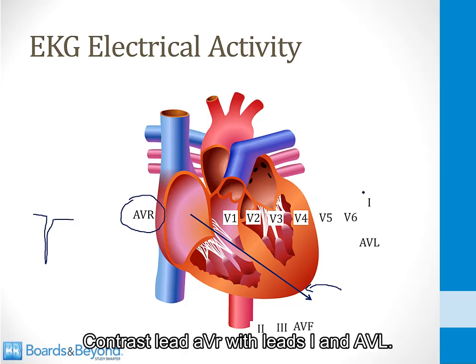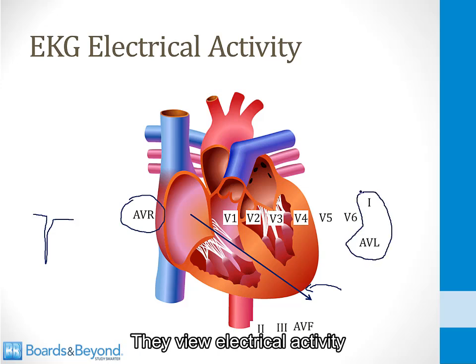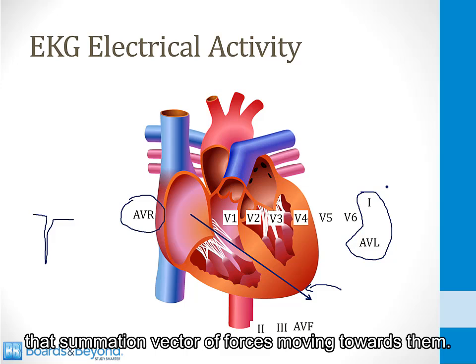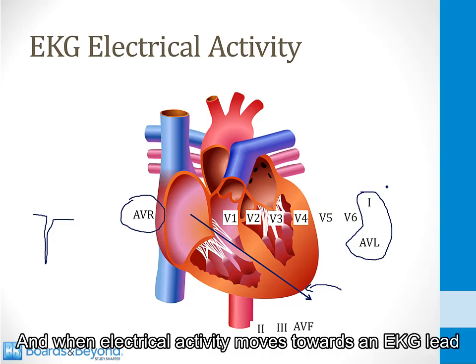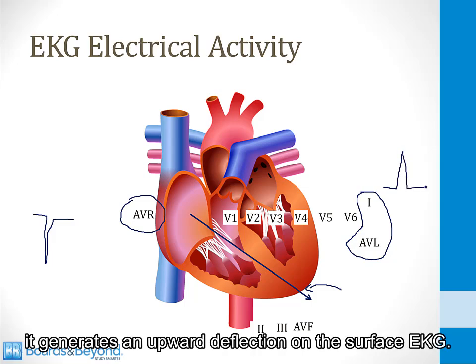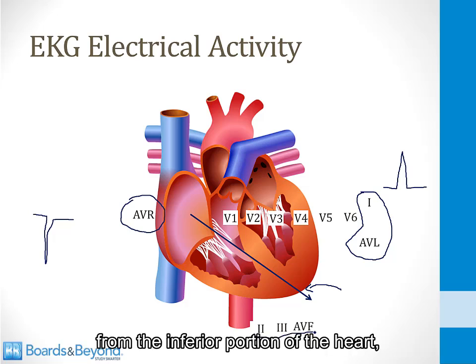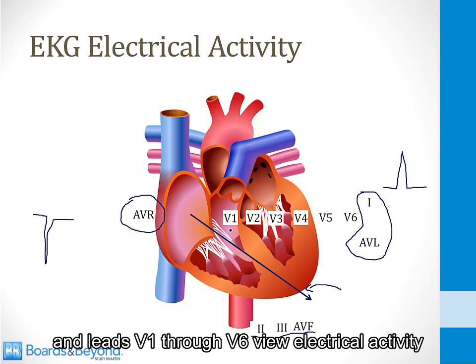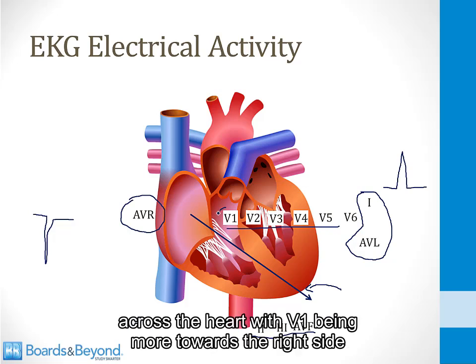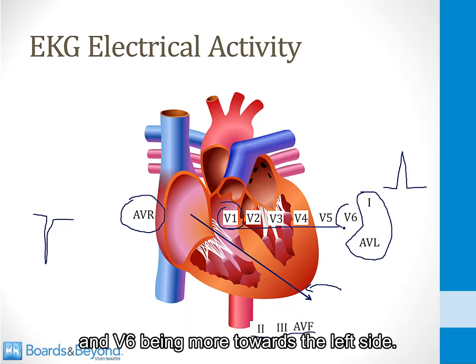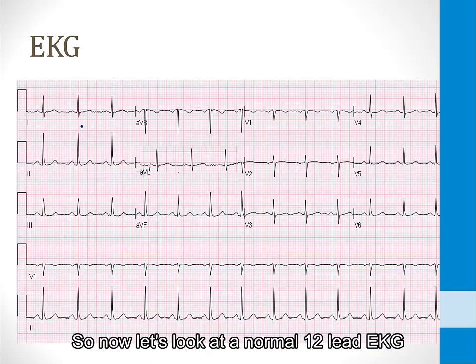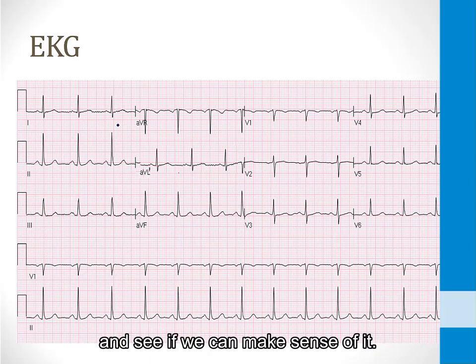Contrast lead AVR with leads 1 and AVL. They view electrical activity from the left side of the heart, so they will see that summation vector of forces moving towards them, and when electrical activity moves towards an EKG lead, it generates an upward deflection on the surface EKG. Leads 2, 3, and AVF view electrical activity from the inferior portion of the heart, and leads V1 through V6 view electrical activity across the heart, with V1 being more towards the right side and V6 being more towards the left side.